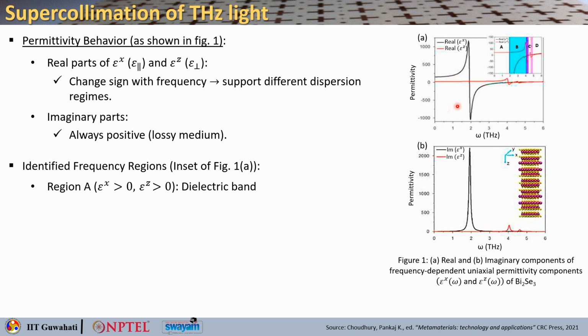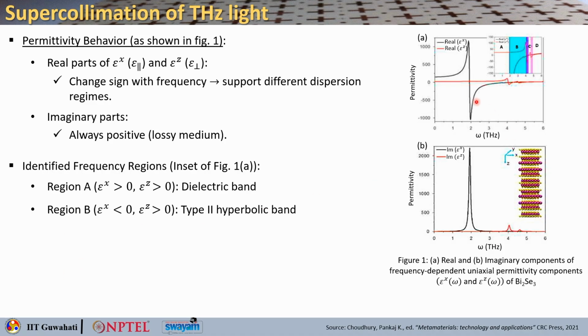You have to compare and see where both epsilon x and epsilon z, the parallel and the perpendicular components, are positive. That means it behaves like a dielectric. So, you can mark that as region A, the dielectric band.